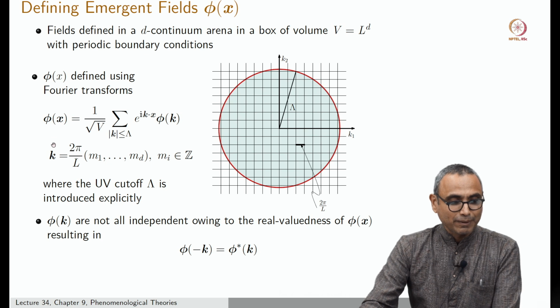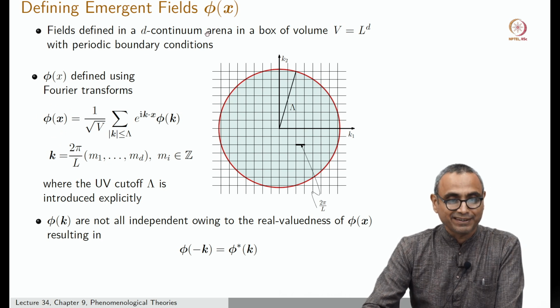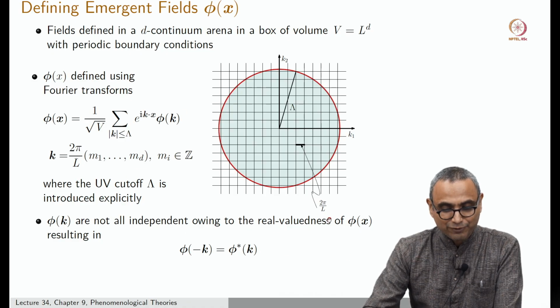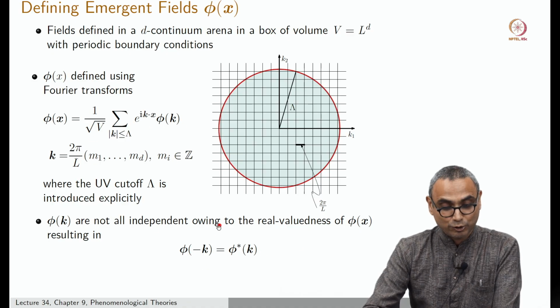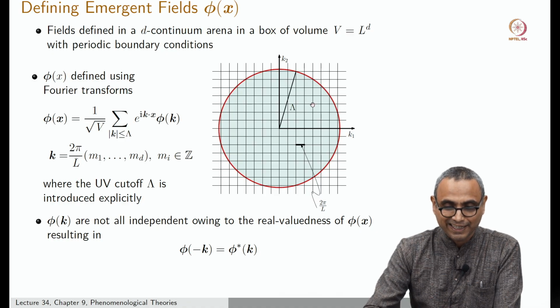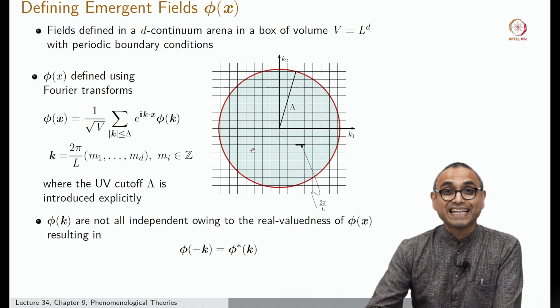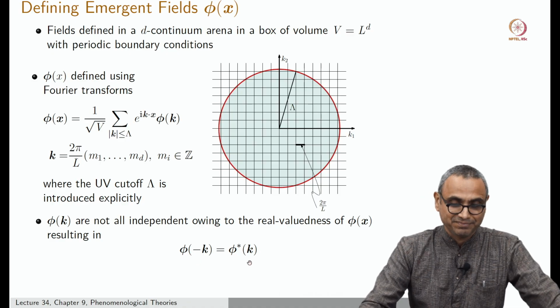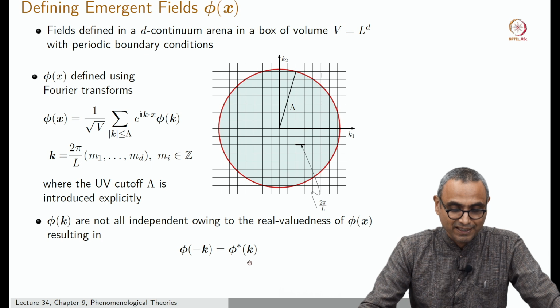The next thing to remember is that our phi of x is a real field, right? We have discussed that in the previous slides. It's real valued, and because phi of x is real valued, these phi k are not all independent. If I have this k here, the value of phi there and the value of phi at minus k, which is somewhere here, will be related to each other by this result. So phi minus k will be phi star k, the complex conjugate of phi k. Okay, so this will ensure that this field phi of x is real.